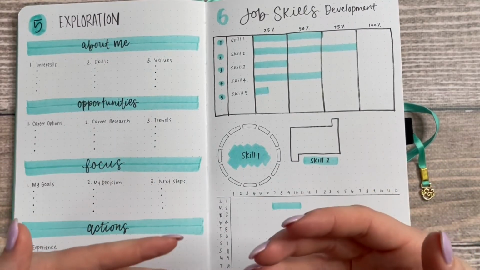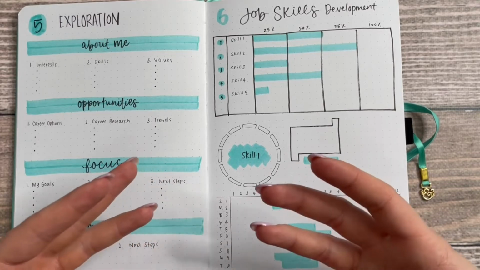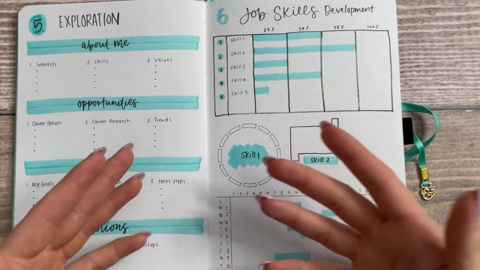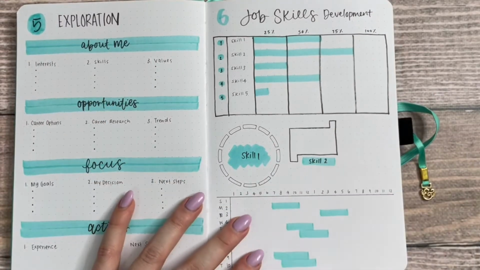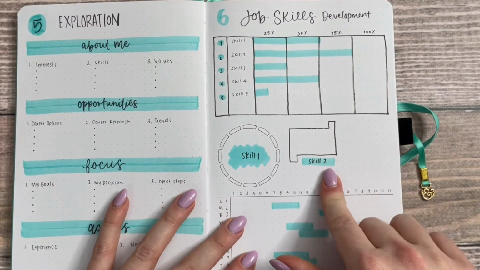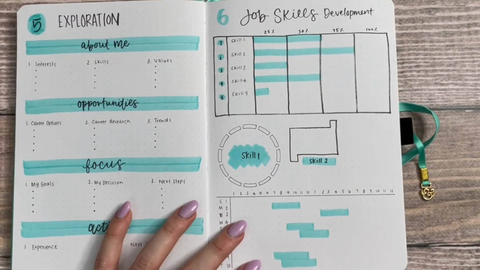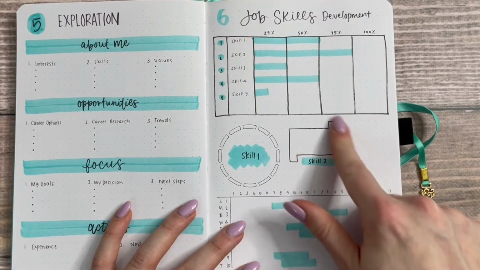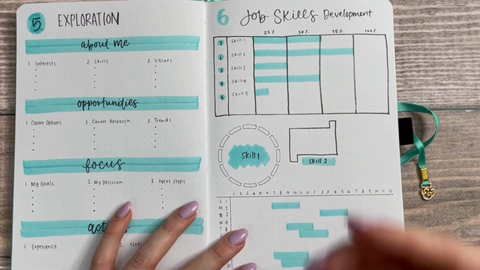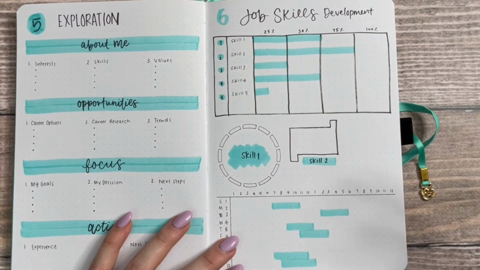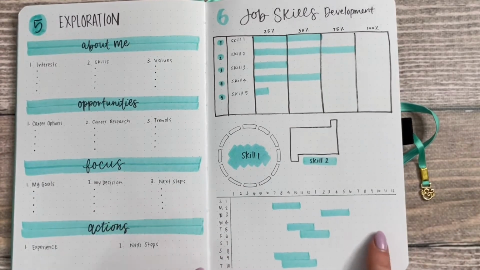If you are in a job where you have to push out a lot of papers, academic writing, what have you, maybe you need to get your typing skills faster. So you're trying to develop that. Or it could be you're trying to learn a new language for your job. So maybe a monthly habit tracker is more sufficient for you when it comes to that particular skill.